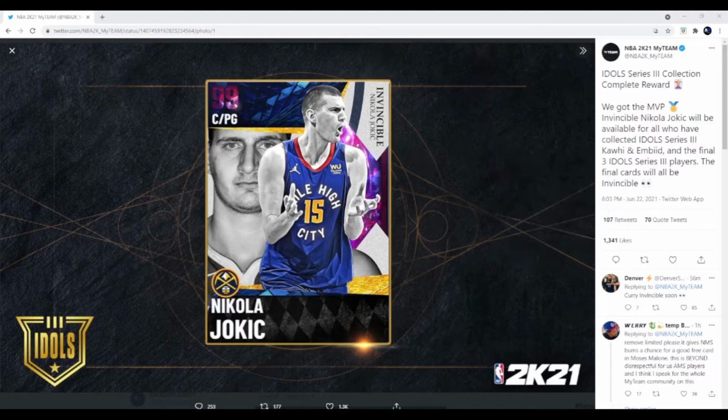So 2K revealed that the Idols Series 3 collection reward is going to be this Invincible Jokic, who can play point guard. Yay! Alright, I'm telling you guys this right now. This card is going to be able to Curry slide. Obviously, he's going to be like 7-1 or however tall Jokic is. They're going to give him something crazy like XM base, and he's just going to be absolutely yoked.